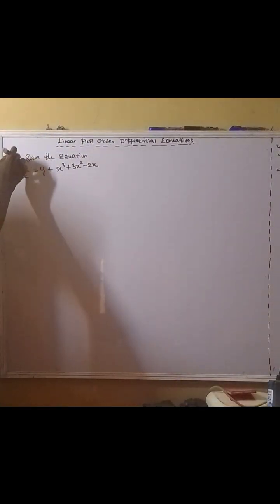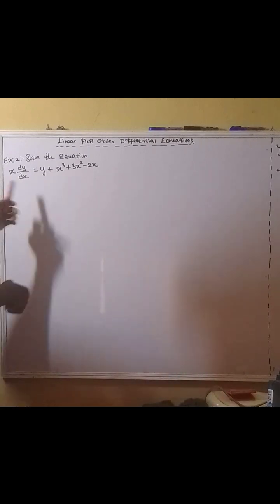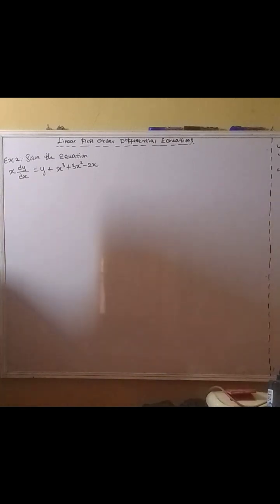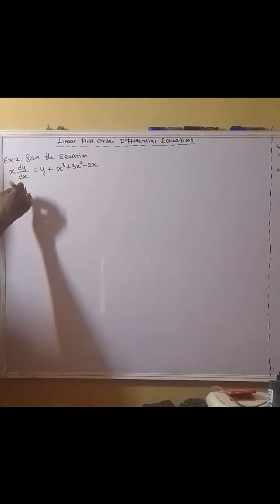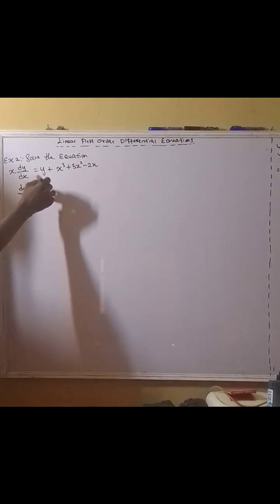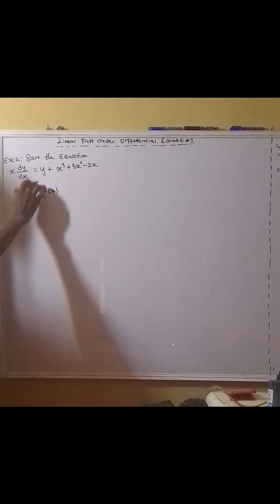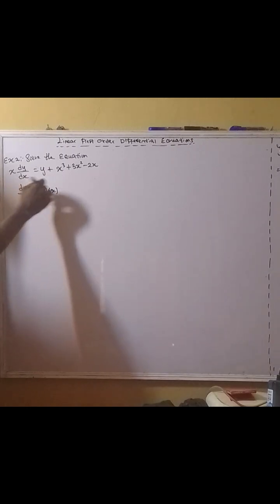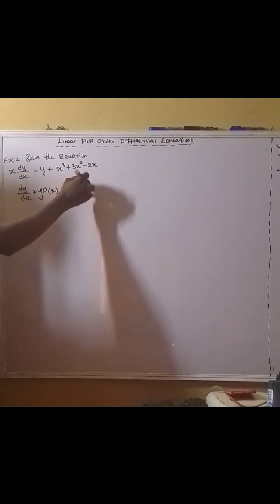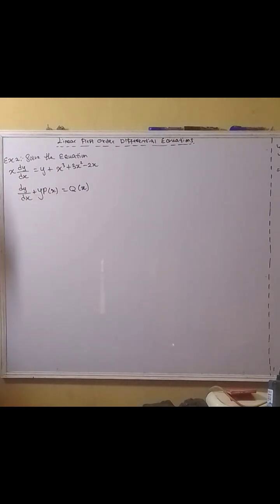Now let's check out the second example. At this point, you have x dy/dx equals to this. I told you guys that whatever you are doing, you have to consider having dy/dx plus the function of p(x) y equals q(x). It's very, very important. So this has actually broken it, so you have to put it in the form of something like this.